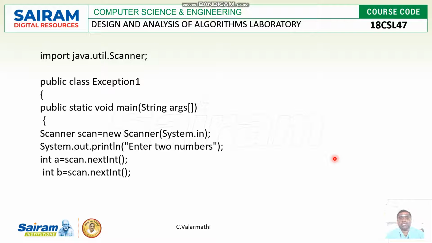So here I am using the utilities as scanner. So next, public class exception1. Here the class name is exception1. I am going to get the input from the user. So I am using the statement public static void main string args.